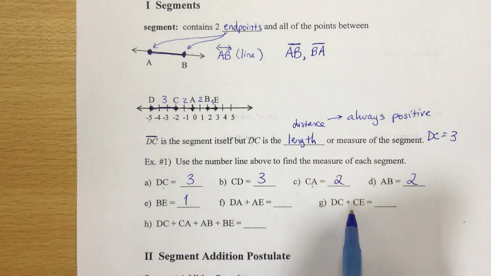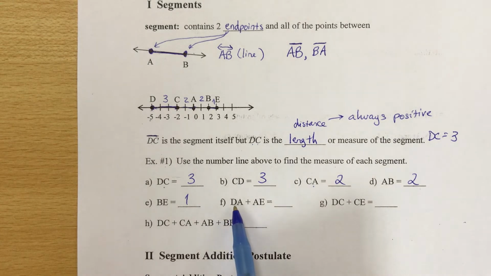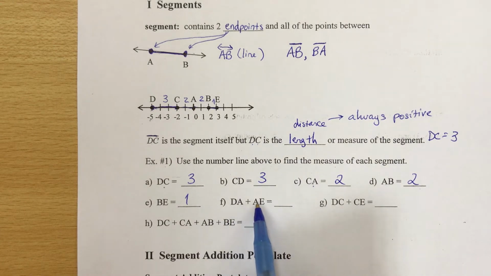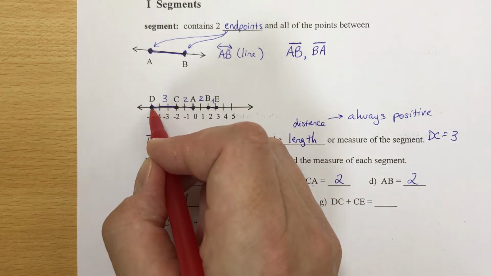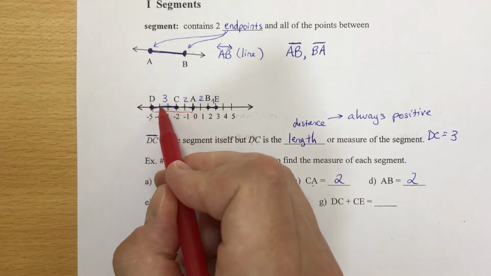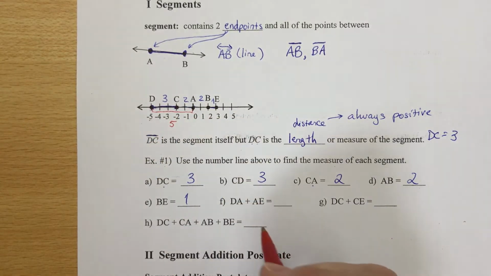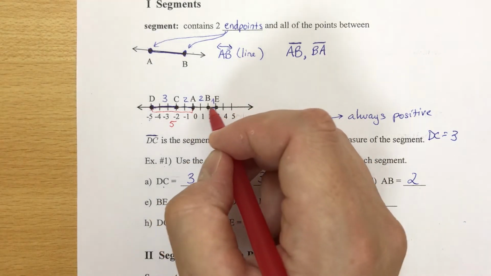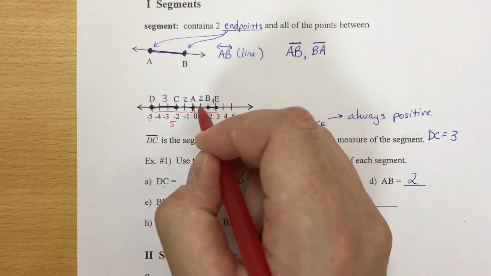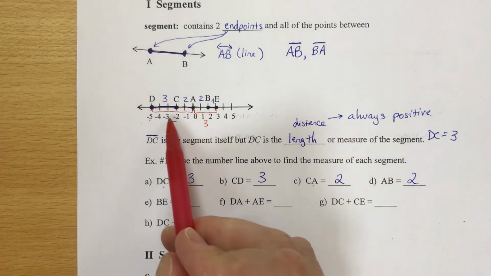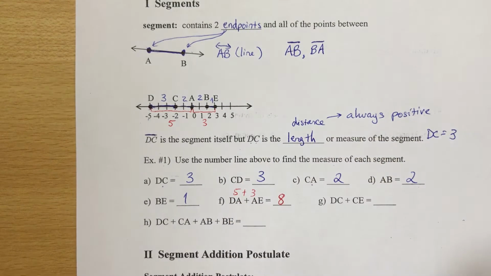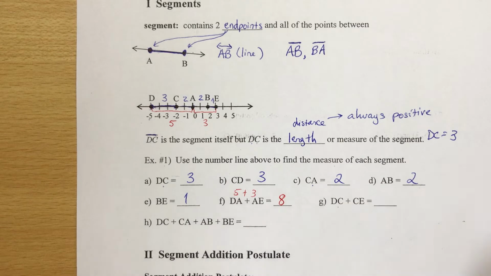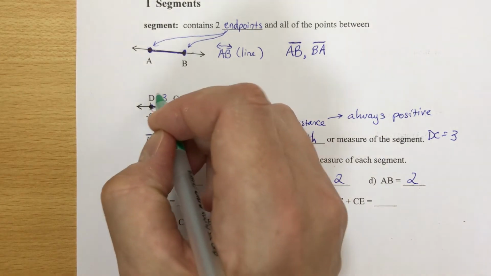Okay, now we're going to add some lengths. We're going to add some measures. So the length of DA plus the length of AE. Let's see, so DA is here. 1, 2, 3, 4, 5. So that's 5 spaces. Plus AE. AE is here. 1, 2, 3. So the total length, 5 plus 3, is 8. I'm just adding these up. The length of DC plus the length of CE. The length of DC. Now DC, all right, we already have that one. That's 3.